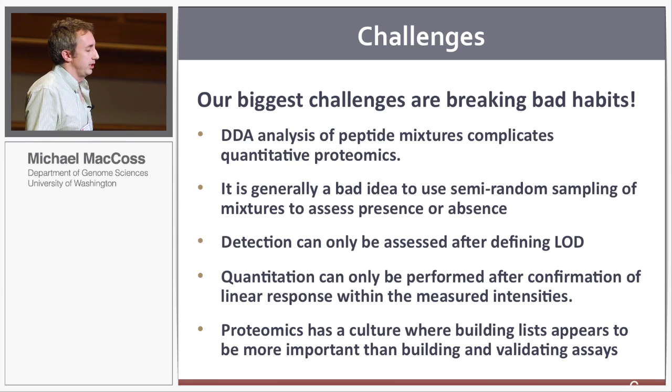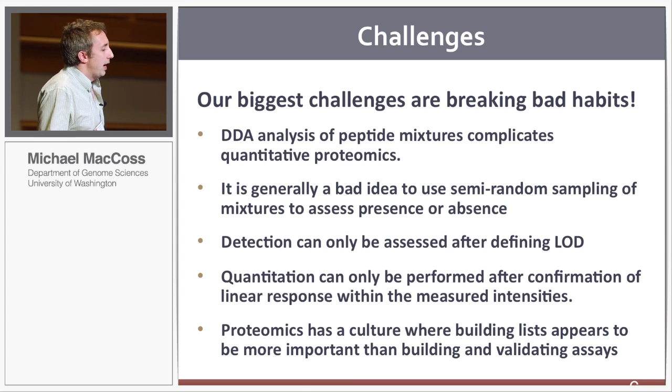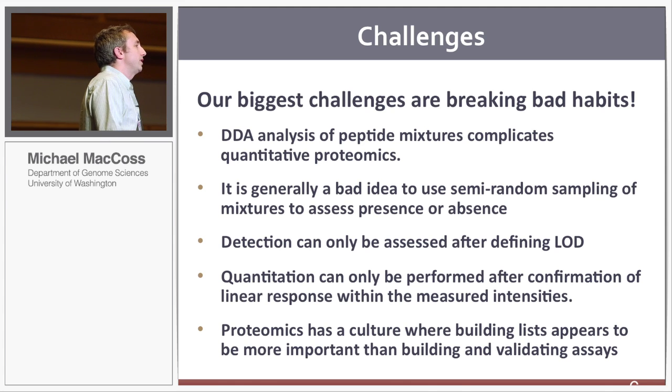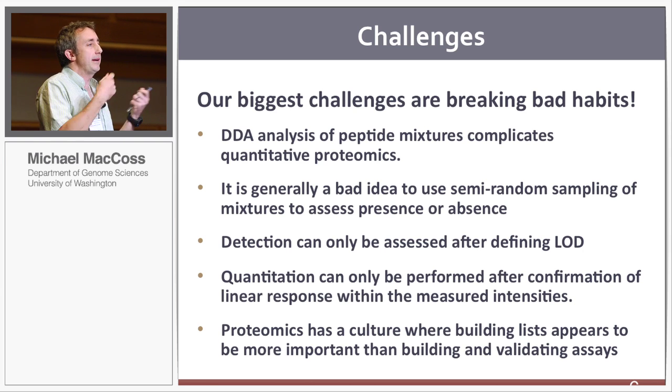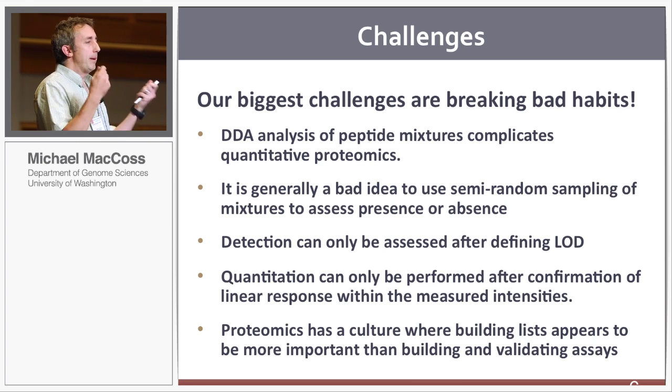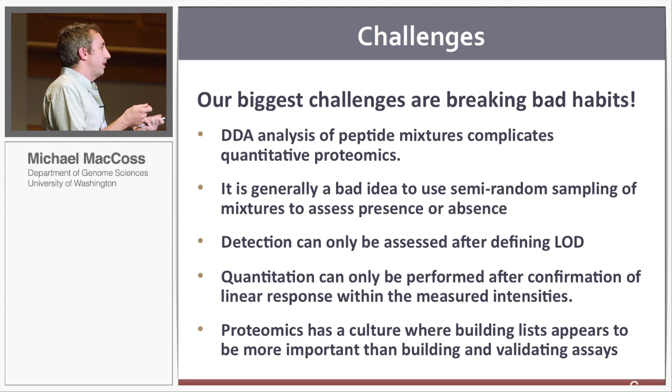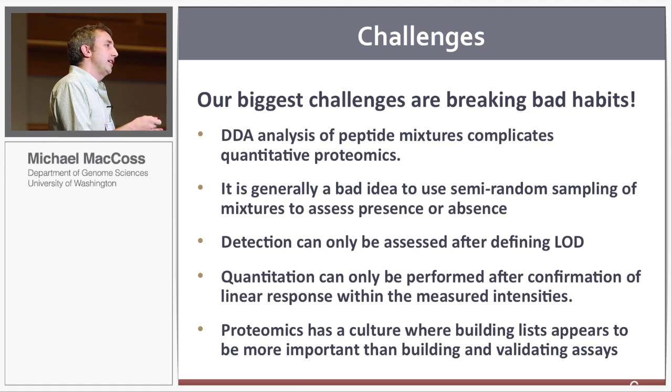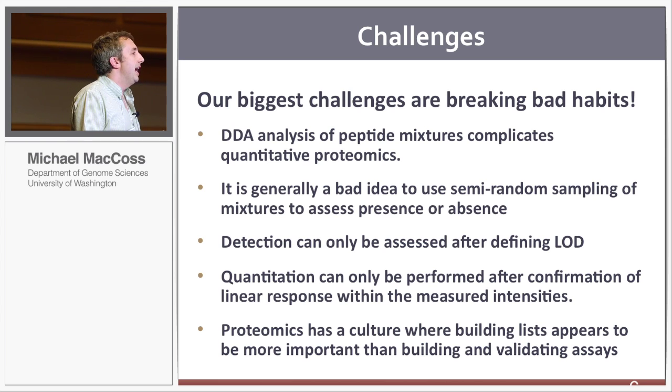I've just been teaching a short course this last day or so, and this is one of the things we harp on a lot. Proteomics also has a culture where building lists appears to be more important than building and validating assays. Pretty much every other field in mass spectrometry focuses on building an assay, validating the performance of that assay, then working on what it takes to disseminate that assay to other labs. I think we're really going to have a hard time as a field if our figures of merit come to be how many peptides we identified. So these are things that I think we ultimately have to do. We have to focus on the figures of merit of our measurements and how we actually go about disseminating those measurements to other labs.